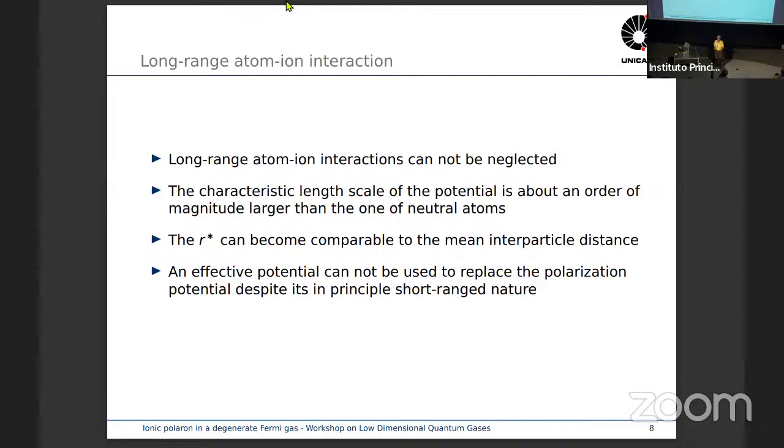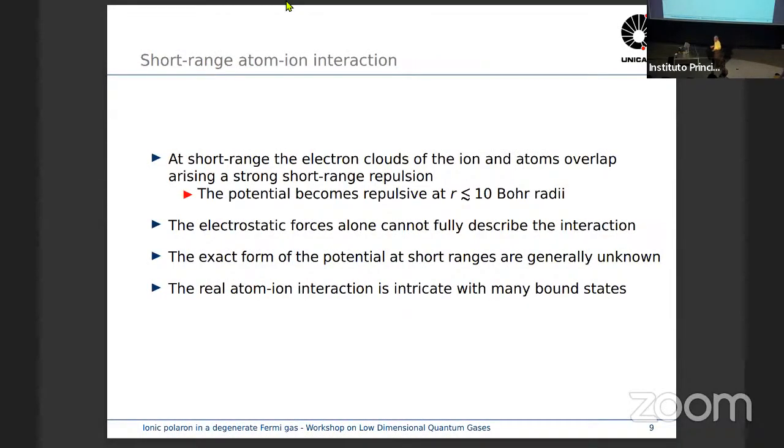nature. Usually long-range potentials are Coulomb potentials, not R to the 4, but because the range of the potential is typically equal to the interparticle separation, we need to take into account this polarization potential. At short distance, the electronic cloud of the ion and the atoms repel each other. This potential becomes repulsive at distances less than about 10 Bohr radii.